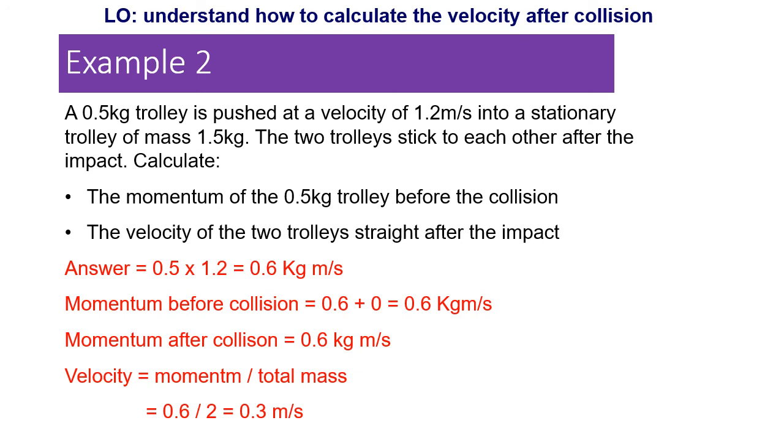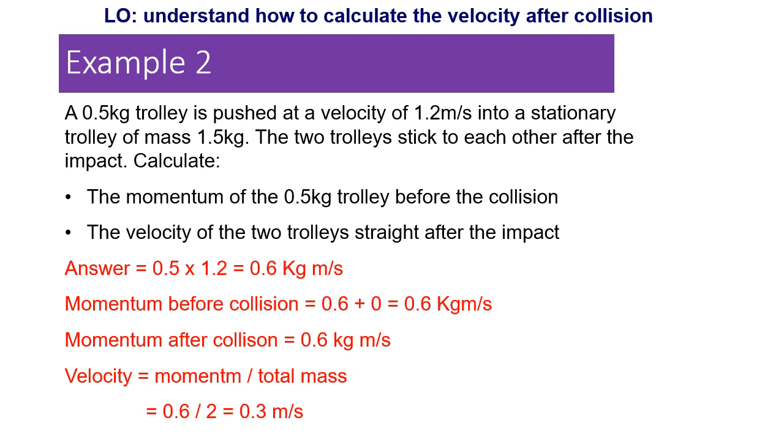The momentum of one trolley is 0.6, and the momentum of the second trolley will be 0 because the second trolley was stationary. It was not moving. It doesn't have any velocity, so it has no momentum. So the total momentum before collision will be 0.6 kilogram meter per second.